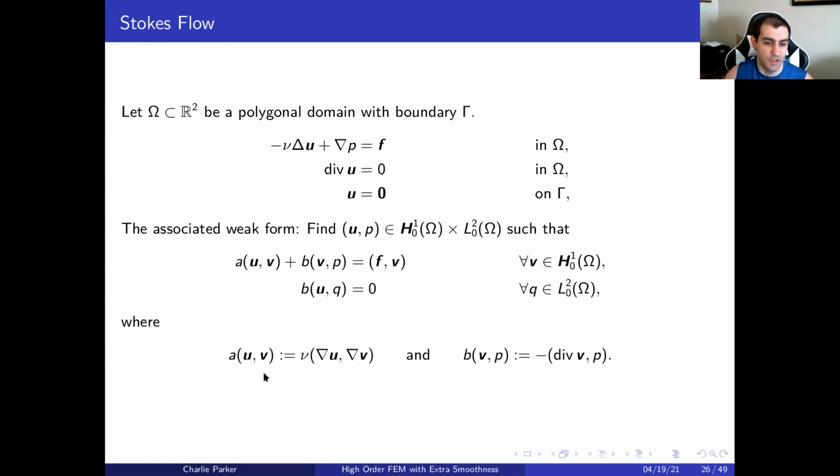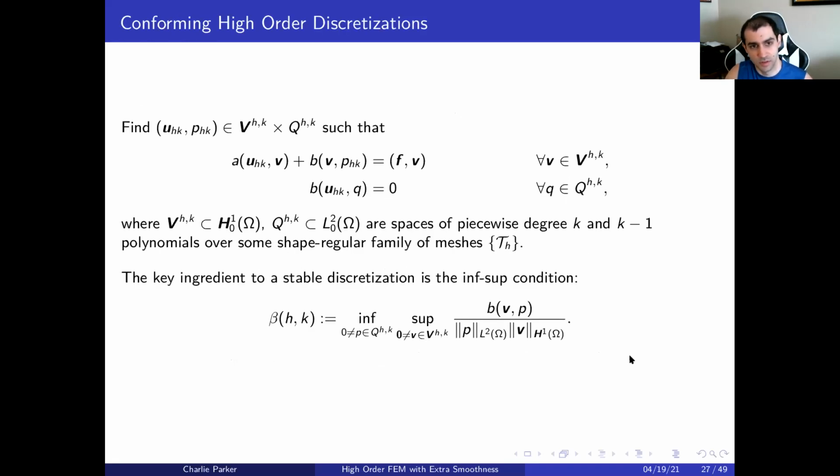where the bilinear form A is just the grad bilinear form. It can also be the symmetric gradient one; that makes no difference. Well, it's equivalent in this case, but if you had other boundary conditions, it makes a difference. But the second bilinear form is divergence of v against p. And so if we just do a conforming high order discretization, we just replace u and p with u_h^k, p_h^k. So now I'm using k to denote polynomial order instead of p, since p is the pressure.